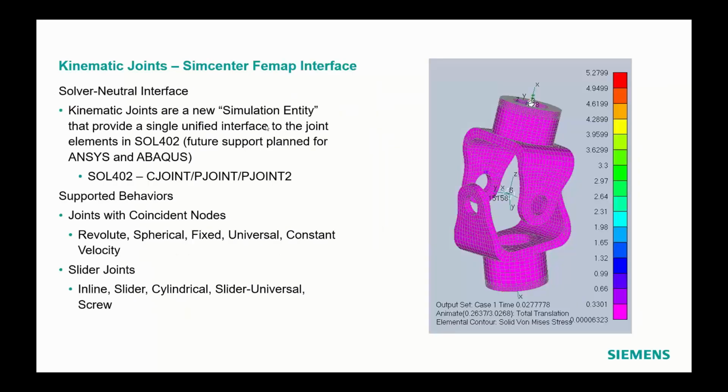Here's one example on the right of a U-joint, and it gives you an idea of the connections that you can set up with this type of kinematic joint.